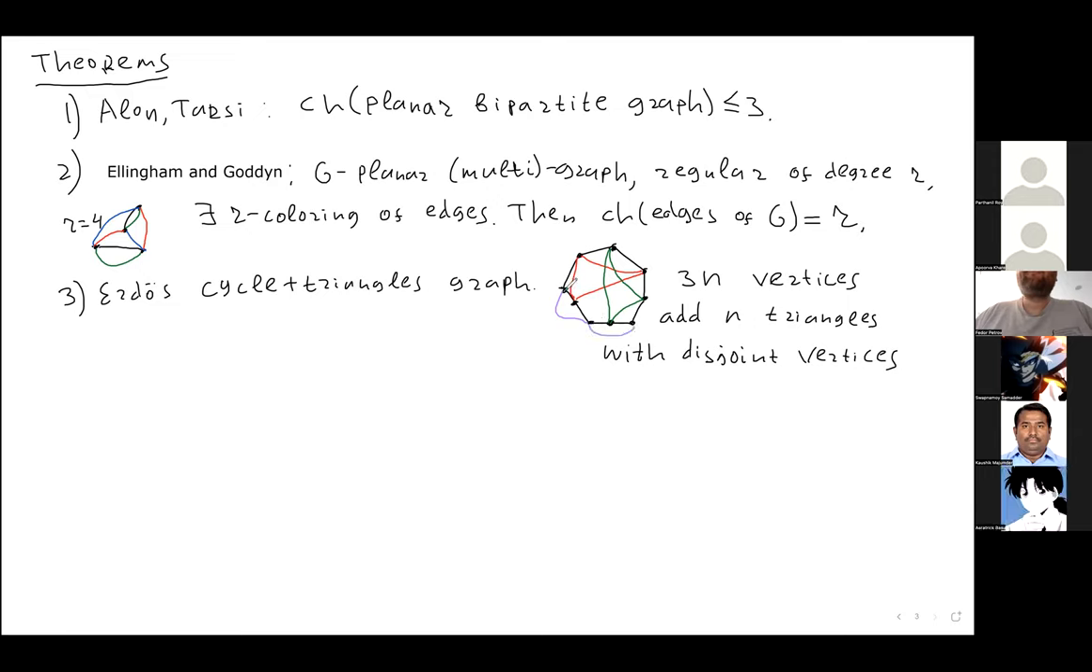So none of the triangle edges can be of the original 3n vertex graph. When you say add n triangles, none of the edges of the triangle can be of the original graph. I think the question is, are you doubling the number of edges by adding these triangles? Are you adding 3 edges? Of course. So we can get a regular graph of degree 4. Each vertex has degree 4.